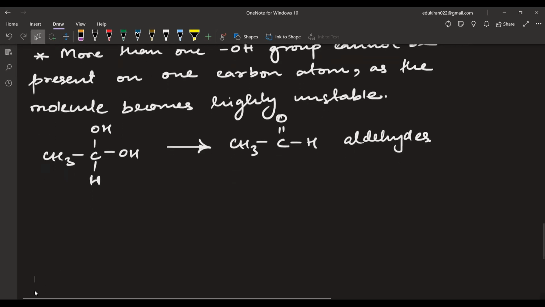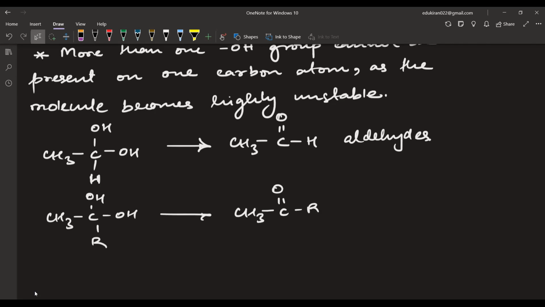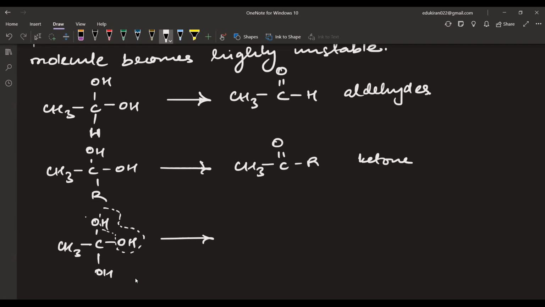Now, for example, if you have CH3, a carbon with OH and OH, and here one more R group, then this will convert into CH3, C double bond O, and R, a ketone. And if you have CH3, a carbon with OH, OH and OH, again water is removed from here, and you will get CH3, C double bond O, OH, a carboxylic acid.